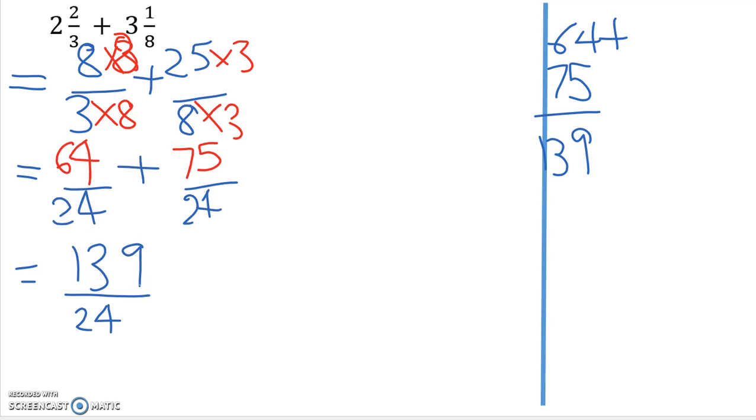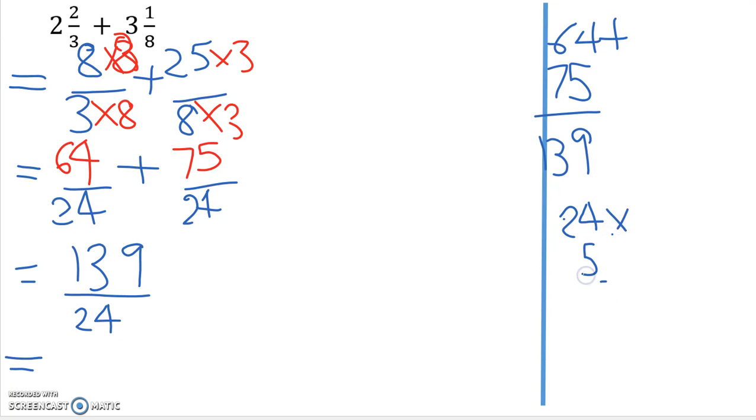I think it's a good idea to leave your answer in the same form as your question. So the question consists of mixed numbers, so we're going to leave our final answer as a mixed number as well. So we need to roughly think how many times 24 goes into 139. I know that 24 times 10 is 240, and this is a little over half of that. So I'm guessing it's going to be either 5 times or 6 times. So let's have a look at 5 first.